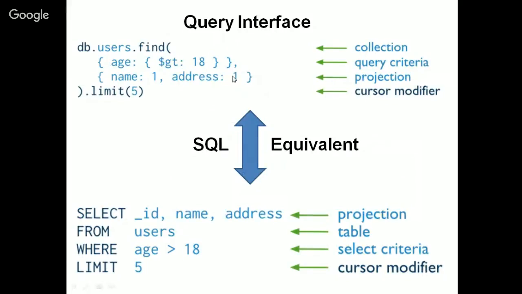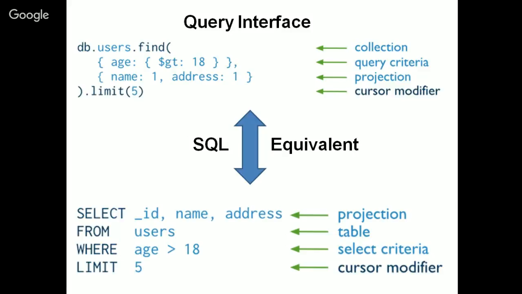So if this is the query interface, the SQL equivalent: in SQL you write something like select id, name, address. This is known as your projection, from users table, where age greater than 18, this is your select criteria, and limit 5, it is your cursor modifier. What is a cursor modifier? How many records, how many tuples, how many rows should be displayed on screen.